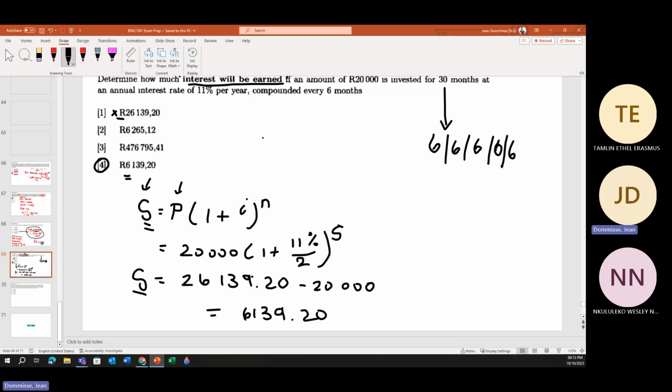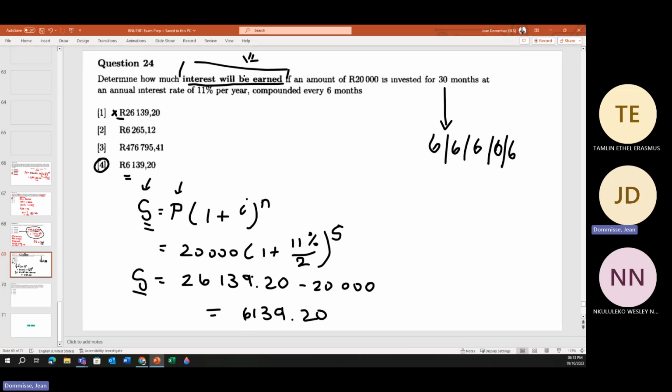Okay, so again, a bit different from previous questions that you might have had. Here we only wanted to get to the interest earned. But the easiest way to get to it is to look at, you have gotten your principal or your beginning value. You work out what your future value will be. If you subtract the two, you will get the interest component.